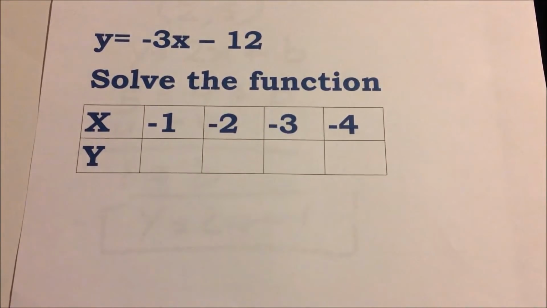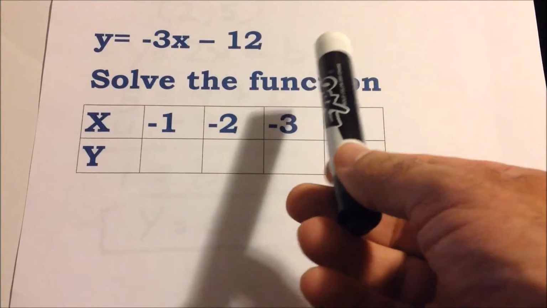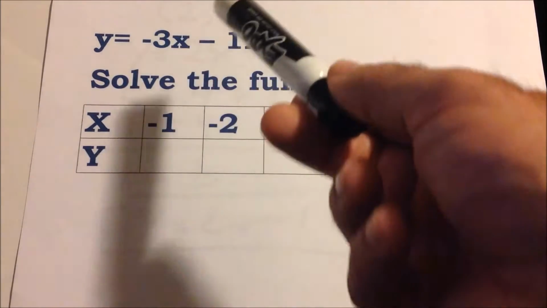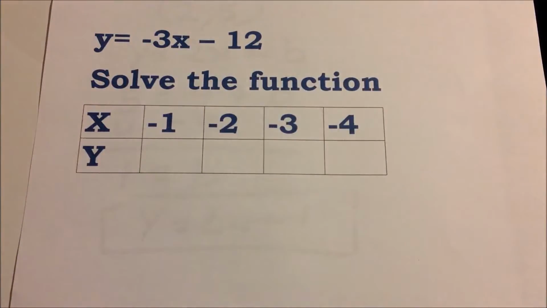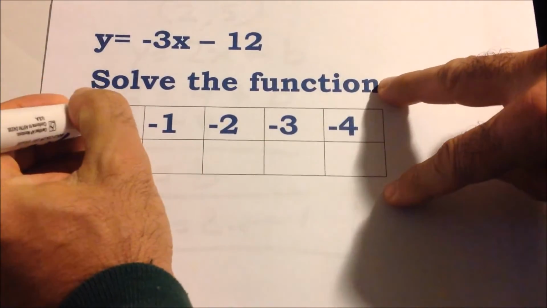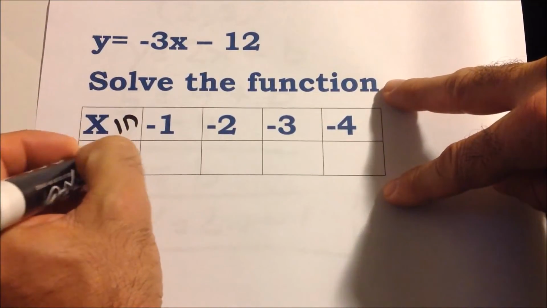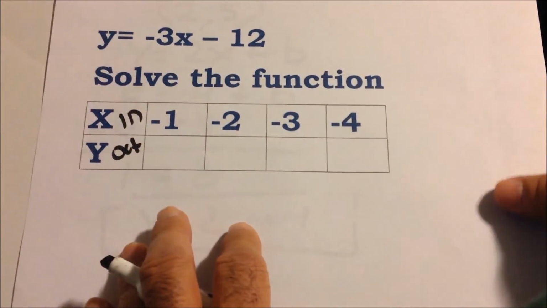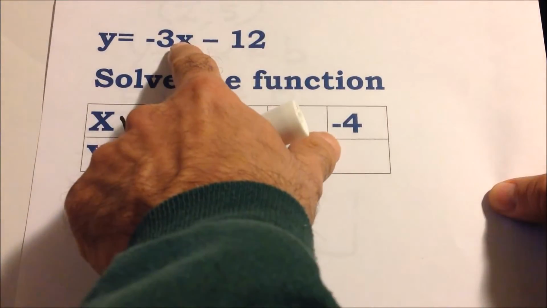We want to solve the function. And here's our function up here. So we're just plugging in whatever x is to get y. Remember, x is the independent variable. It's the input. It's the in box. And y is the out box. So just plug in -1 in the equation.